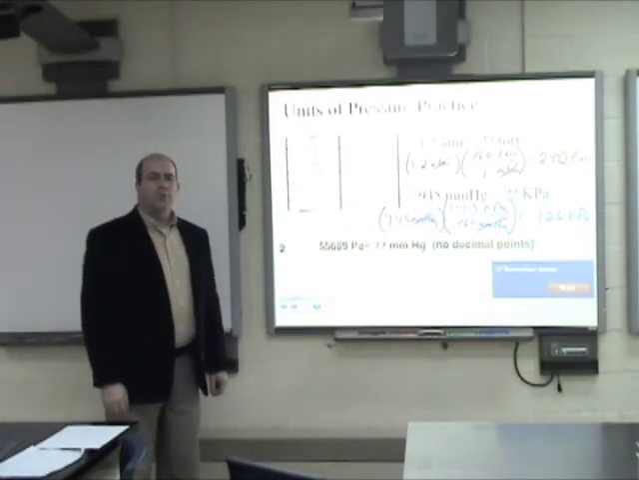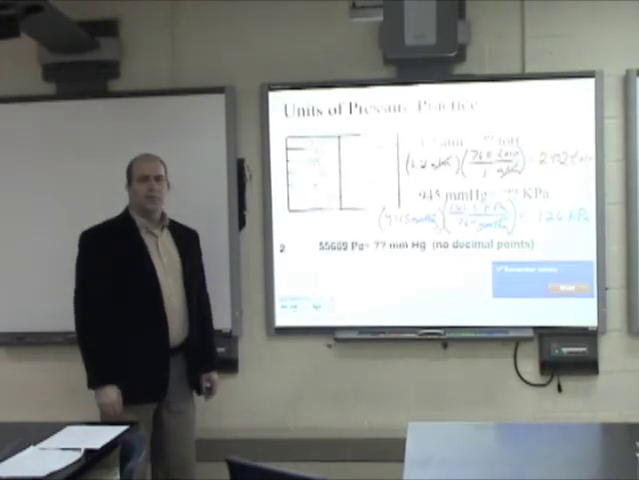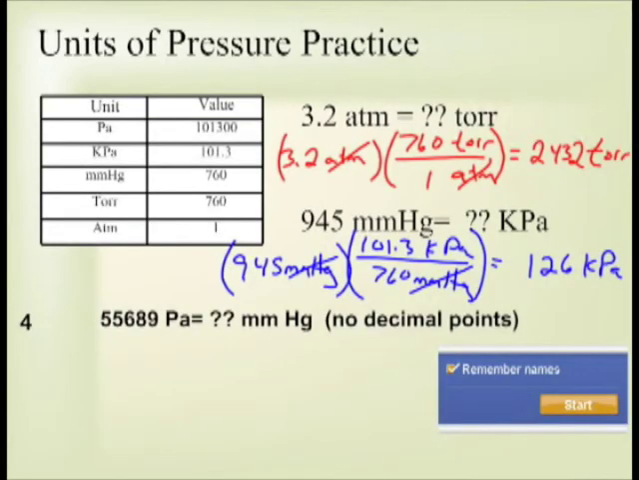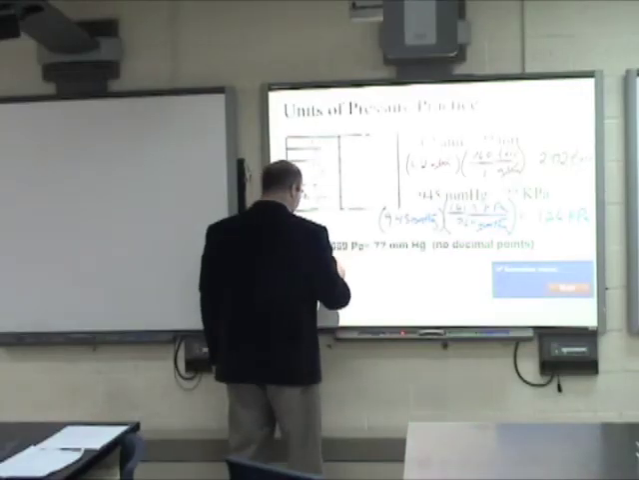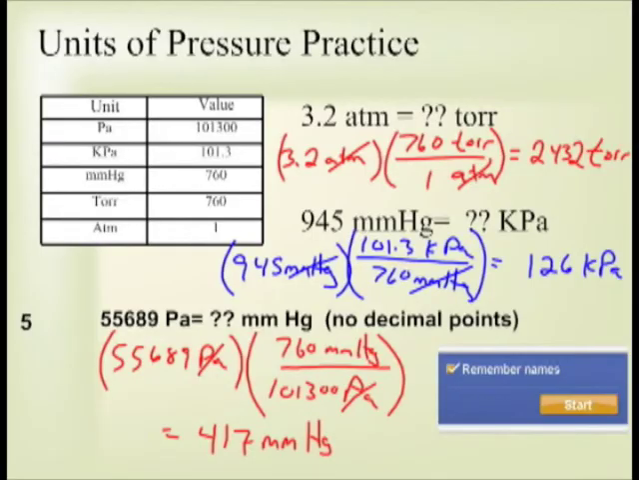Okay, could the instructor please press start on the individual response systems? Students, could you please complete the next question? 55,689 pascals is how many millimeters of mercury? Please do not include any decimals in your answer. 55,689 Pa, 101,300 Pa on the bottom, 760 millimeters of mercury on top. And that works out to 417.